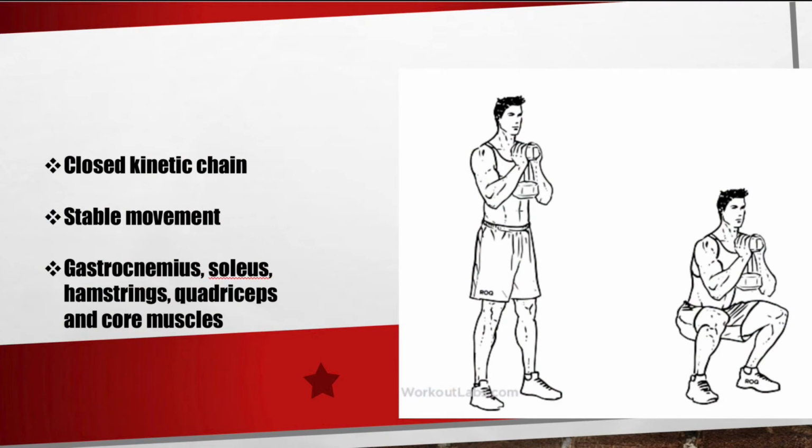A goblet squat is a closed kinetic chain exercise as the distal limb is fixed to the floor. It is a very stable movement, and the muscles working are the gastrocnemius, soleus, hamstrings, quadriceps, as well as the core muscles. To progress the movement, I would add more weight to the dumbbell or progress it into a barbell back squat, and to regress the movement, I would decrease the weight and go back to a bodyweight squat.